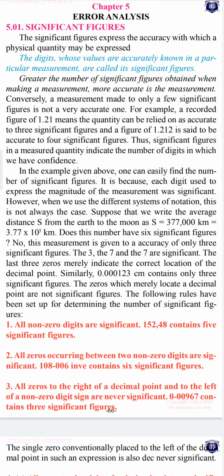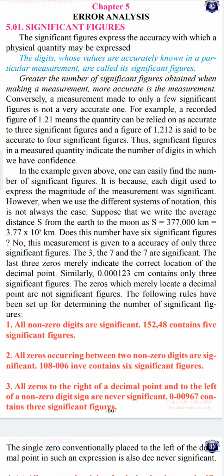For example, a recorded figure of 1.21 means the quantity can be relied on as accurate to 3 significant figures, and a figure of 1.212 is said to be accurate to 4 significant figures. Thus, significant figures in a measured quantity indicate the number of digits in which we have confidence. In the example given above, one can easily find the number of significant figures, because each digit used to express the magnitude of the measurement was significant. However, when we use different systems of notation, this is not always the case.